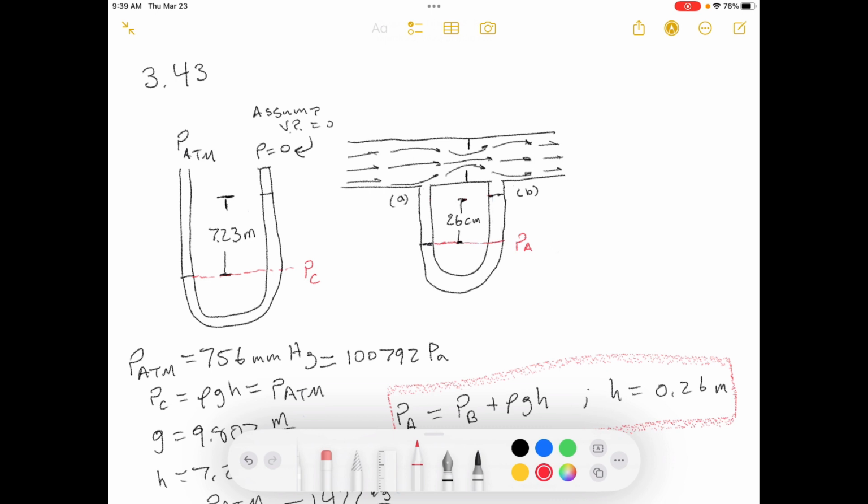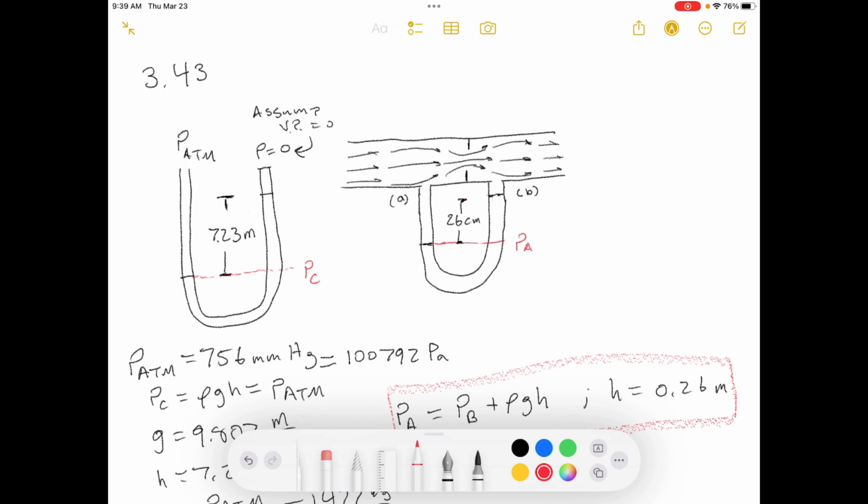All right, so this is out of the Elementary Principles of Chemical Processes, 3rd edition, and like I said, it's problem number 3.43. I'll read the problem statement. A fluid of unknown density is used in 2 manometers, one sealed end and the other across an orifice in a water pipeline. The readings shown here are obtained on a day when barometric pressure is 756 millimeters of mercury. What is the pressure drop in millimeters of mercury from point A to point B?